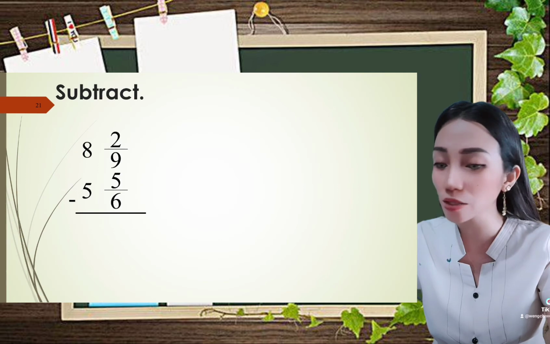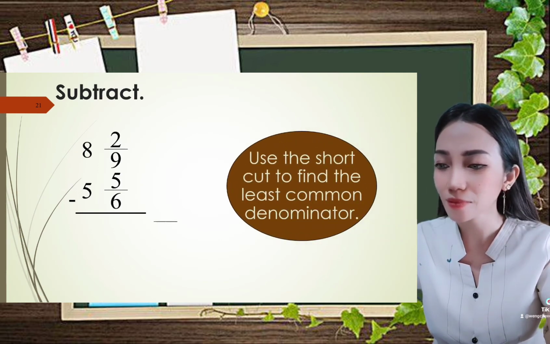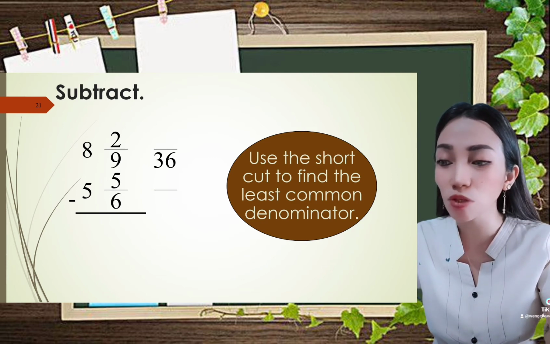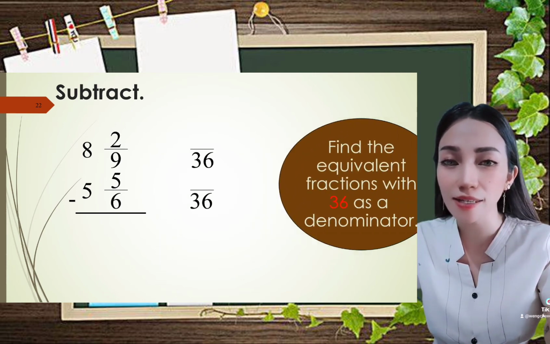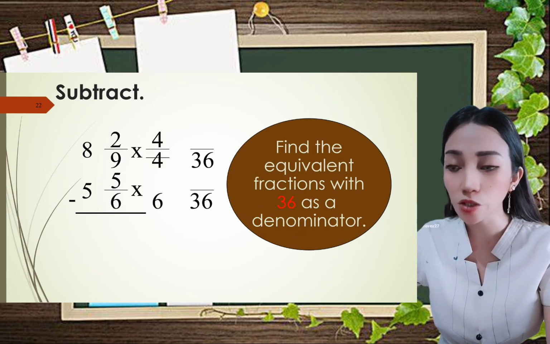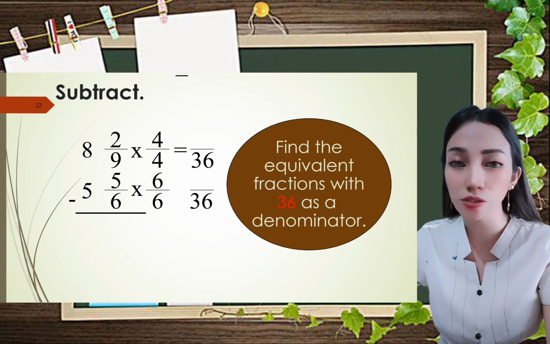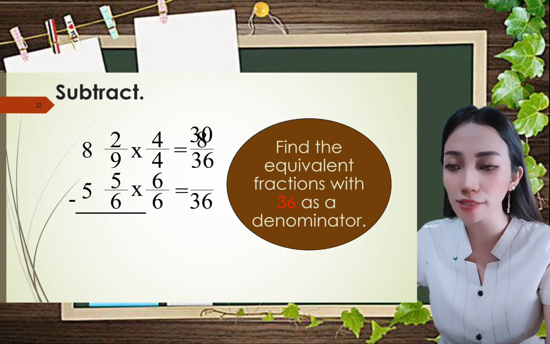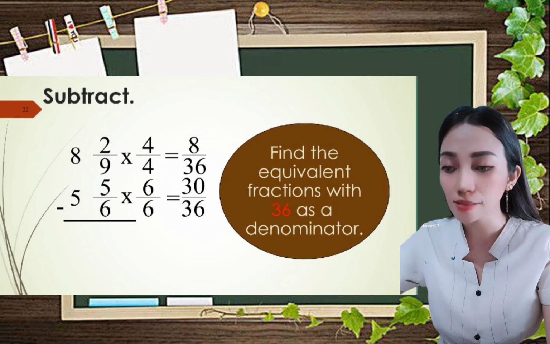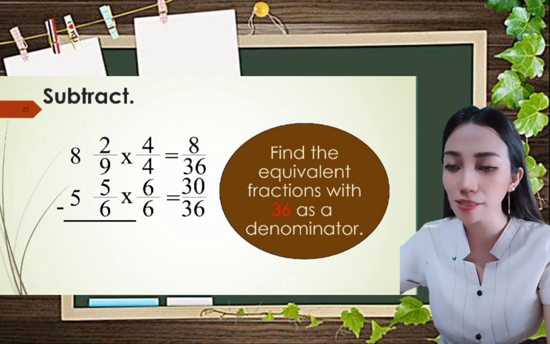So this time, wala tayong problema. Yun pa rin ang order ng ating fractions. What is the LCD between 9 and 6? So the answer is 36. So let us now proceed to equivalent fractions. In order to get 36, we're going to use 4. 9 times 4 equals 36 and 2 times 4 equals 8. And on the second fraction, in order to get 36, we use 6 over 6. 6 times 6 is 36. 5 times 6 is 30.